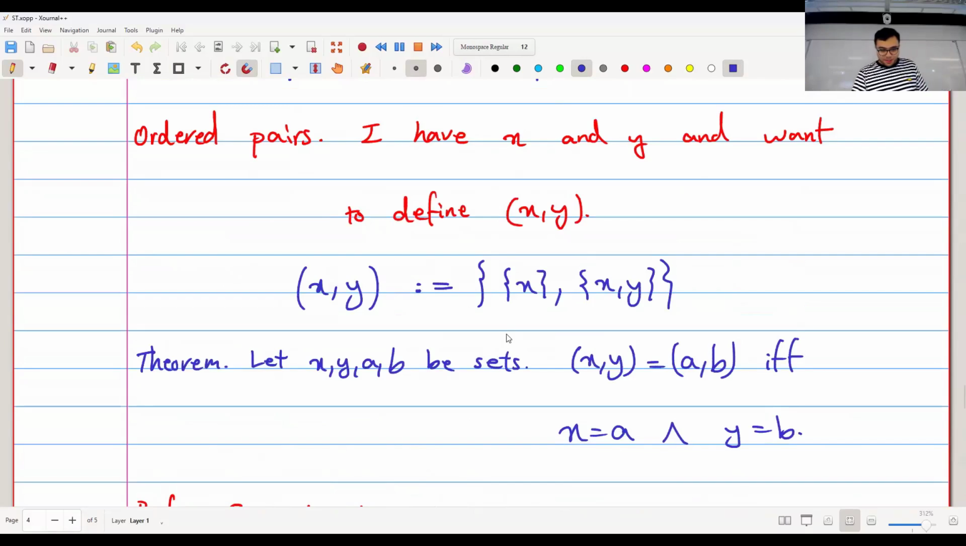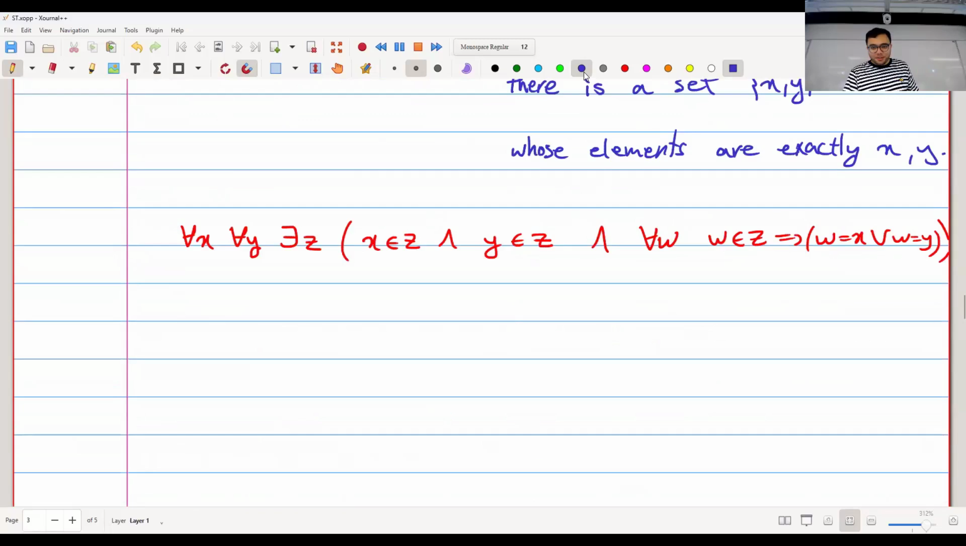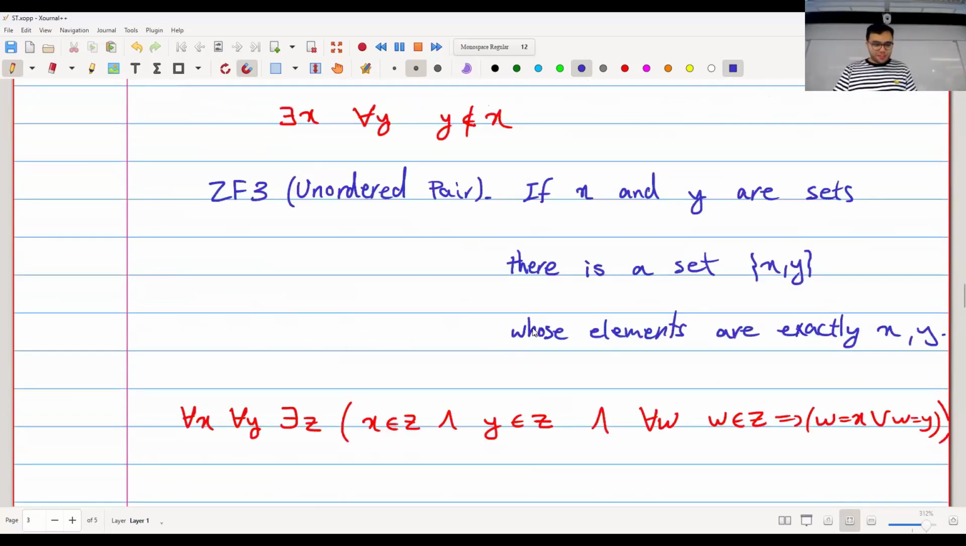I promise not to do these kinds of proofs anymore. I will just give you the theorems and you can read them in the book or lecture notes if you want to, but no more proofs like this.